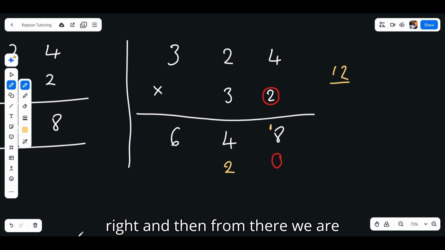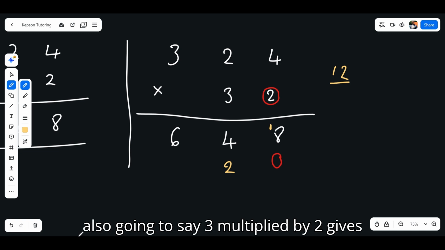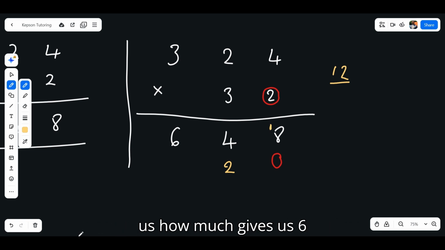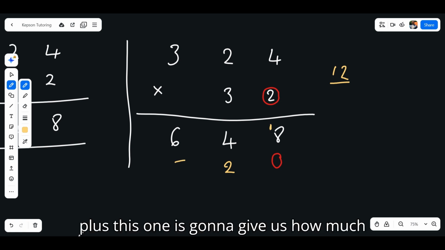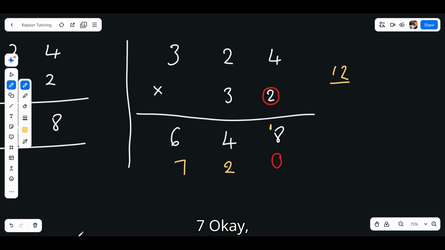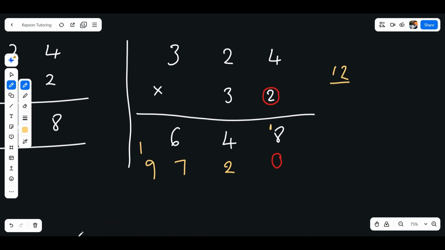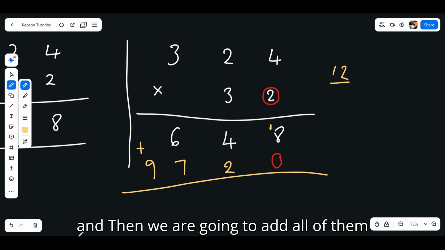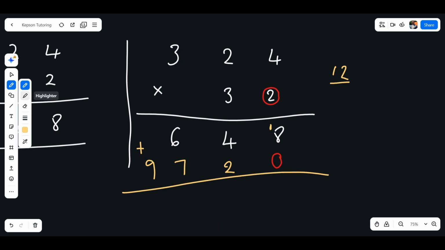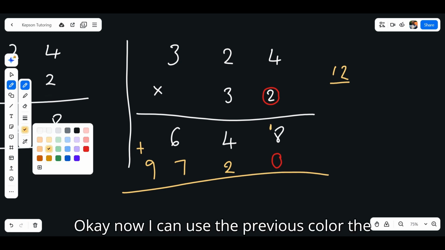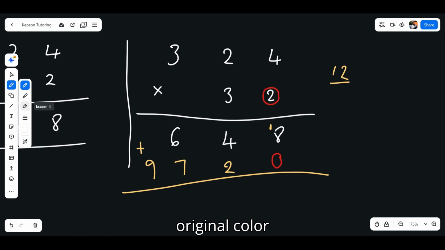All right. And then from there, we are also going to say 3 multiplied by 2 gives us how much? It gives us 6. Plus this one is going to give us how much? 7. Okay. And then we are going to say 3 multiplied by 3 gives us how much? 9. And then we are going to add all of them together. Okay. Now I can use the previous color, the original color.